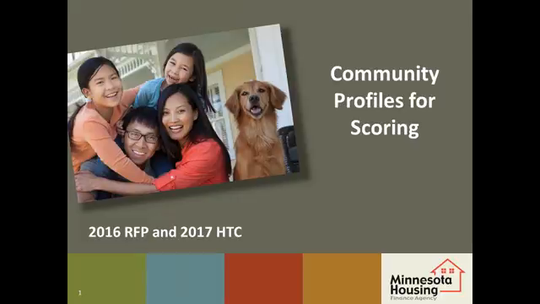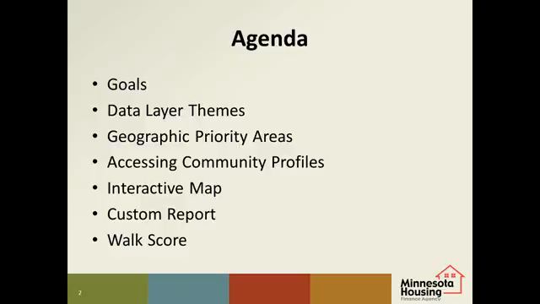This is a presentation showing how to use community profiles for scoring the 2016 Request for Proposals and 2017 Housing Tax Credits. In this tutorial, I'll highlight the goals of community profiles and discuss data layer themes, geographic priority areas, how to access community profiles, explain how the interactive map works, and how to print a custom report. Finally, I'll talk about WalkScore.